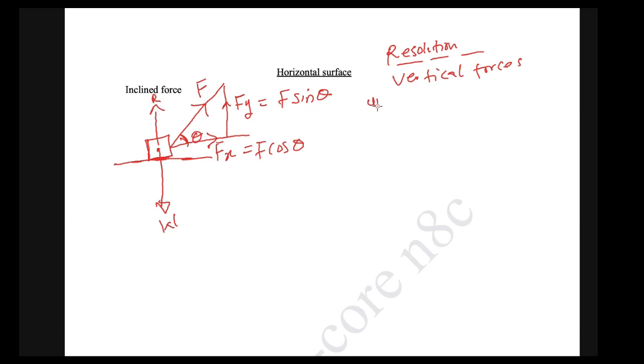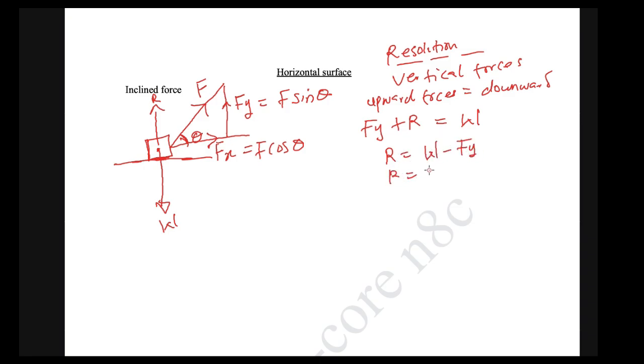So it means that the upward forces must equal downward forces. So what are the upward forces? Fy is an upward force because it's acting upward. Now your normal reaction is also an upward force, which must equal the weight, which is the downward force. Now our formula for frictional force is mu R. So let us solve for R. So R is going to equal W minus Fy.